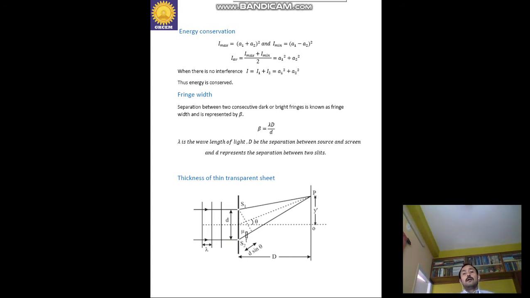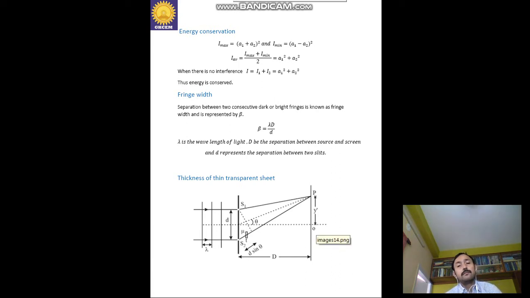Now, how can we find out the thickness of a thin transparent sheet, generally a mica sheet? Consider light coming from S1 and S2 to point O. There will be no path difference, so it will produce a bright fringe, as constructive interference occurs. Now, along the direction of light from S1 to O, a mica sheet of refractive index mu and thickness T is placed. What happens? The bright fringe that was produced at point O is now shifted to point P, at a distance y dash from the central fringe.